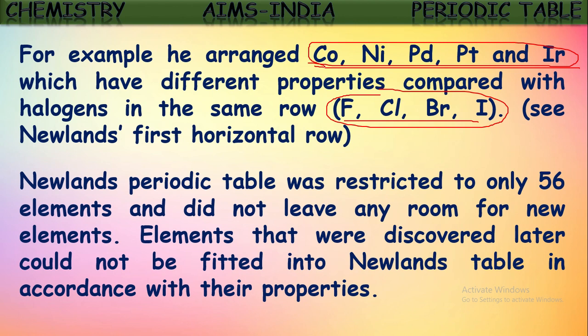Newlands periodic table was restricted to only 56 elements and did not leave any room for new elements. Yes, this is one more major drawback. It is limited to few elements only. Even though they came to know new elements at that time, there were no slots for those newly discovered elements. Elements that were discovered later could not be fitted into the Newlands table in accordance with their properties. So there are no specific slots for the elements which were discovered later. This is one drawback we can say.